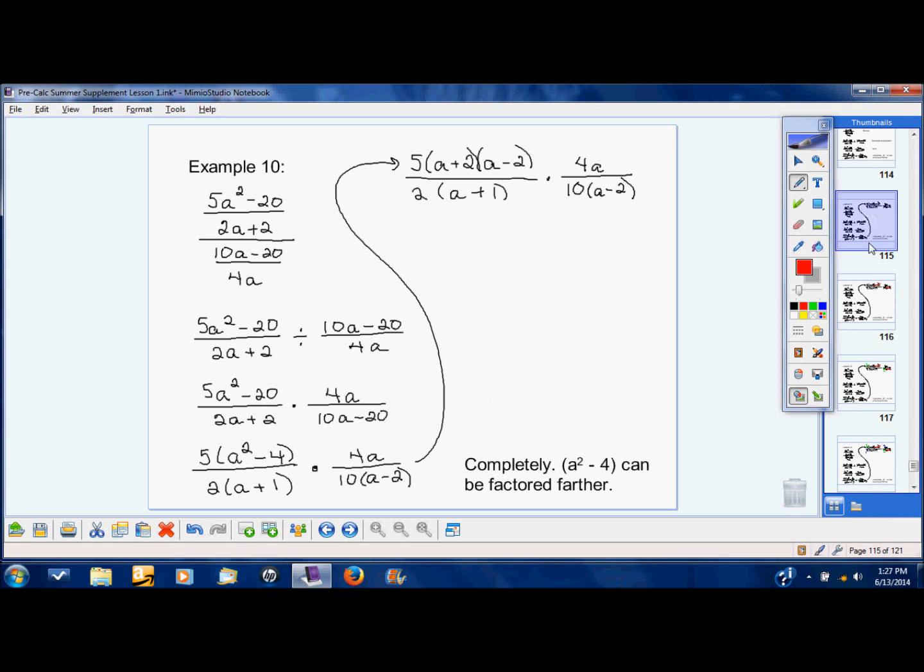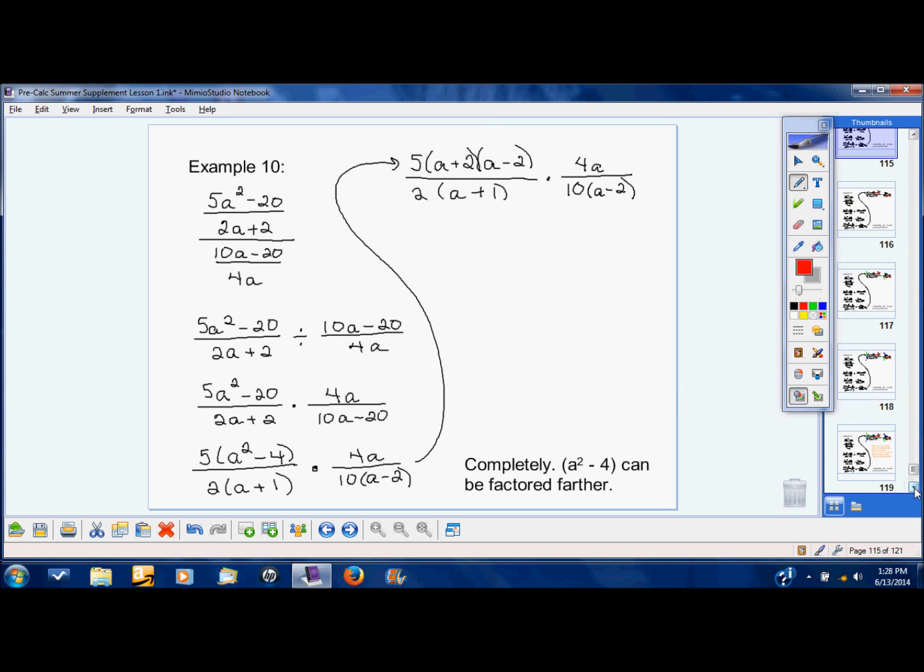That's right, it's a difference of two squares. So when you factor that further, a squared minus 4 becomes a plus 2 times a minus 2. Now it's factored completely. Only when it's factored completely should you begin to look for things to cancel.